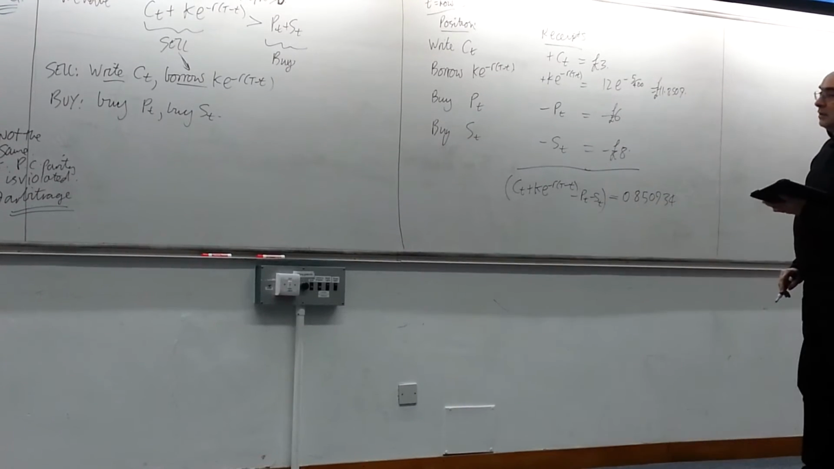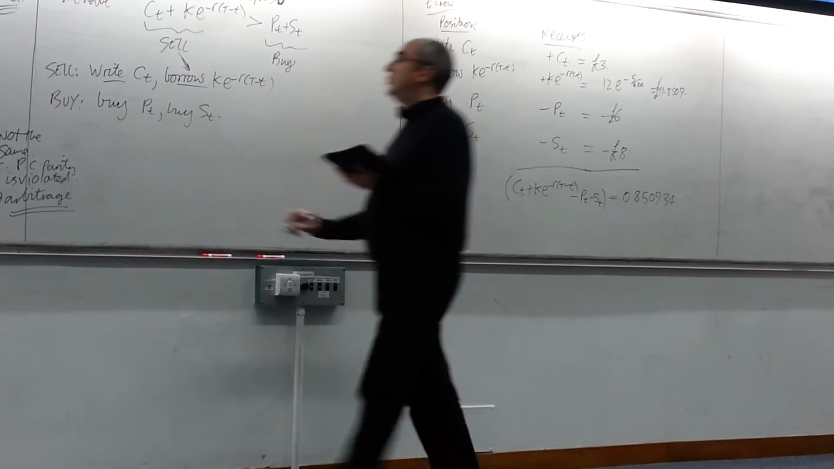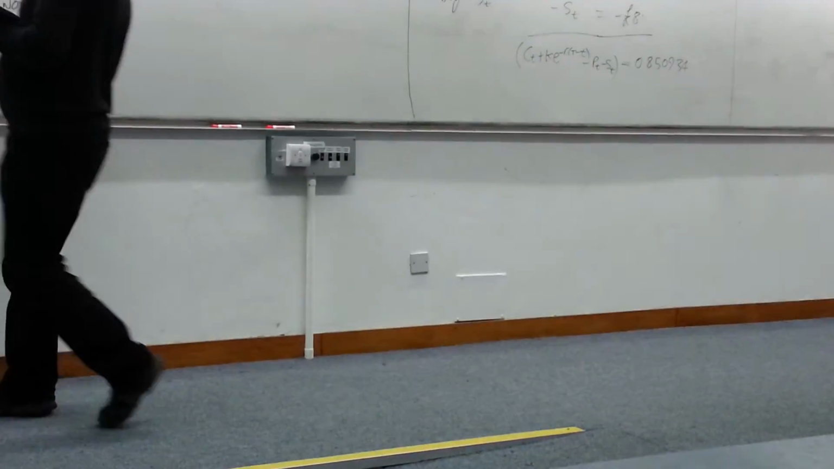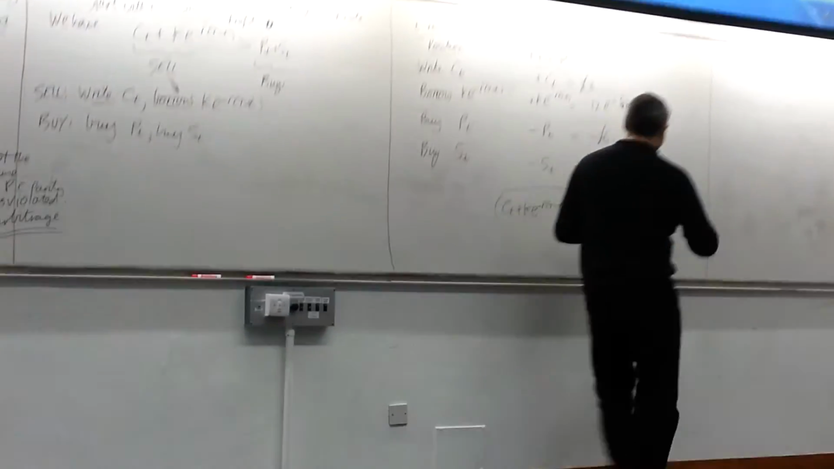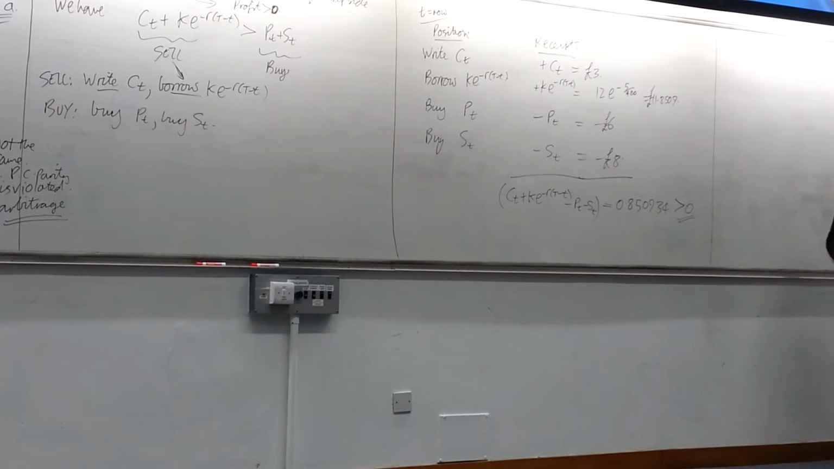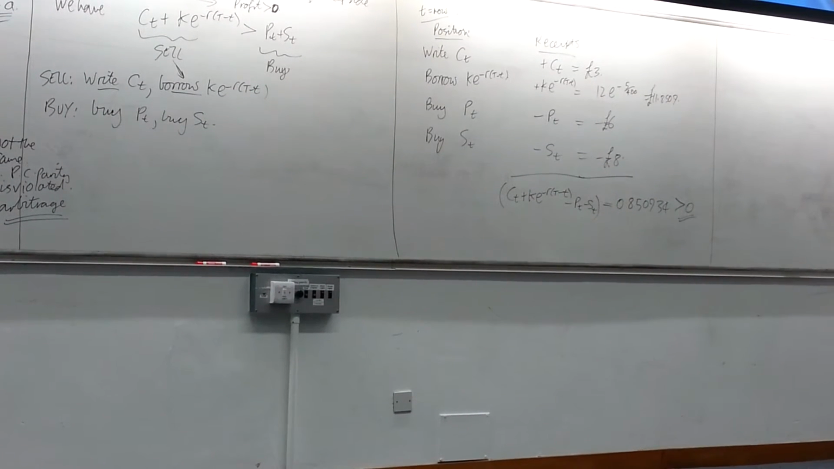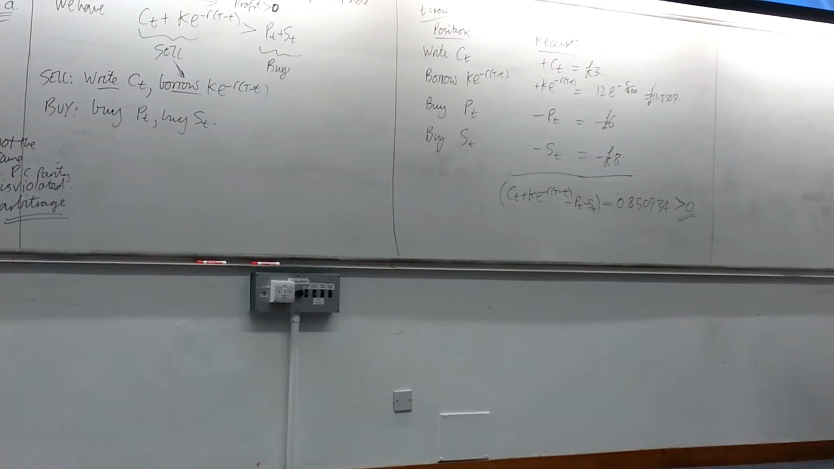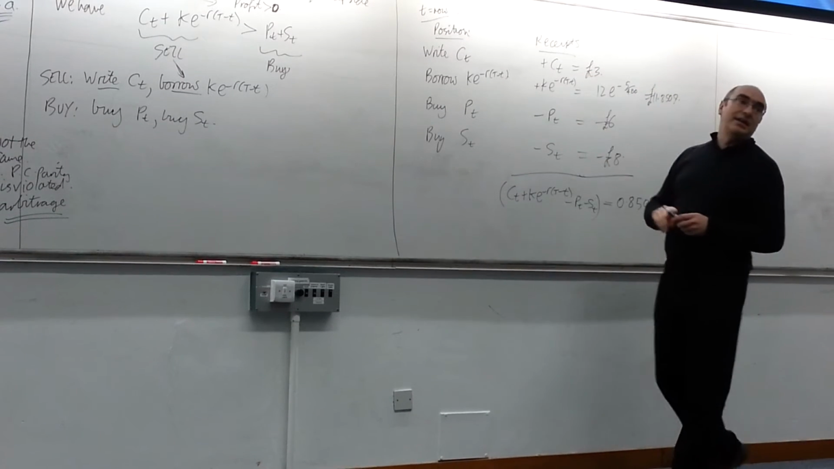0.850934, which is then greater than 0. So that's not an arbitrage necessarily at the moment. That's just money that we've got from making that, exploiting that inequality.